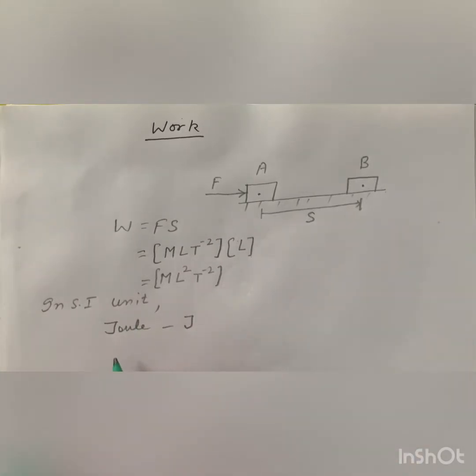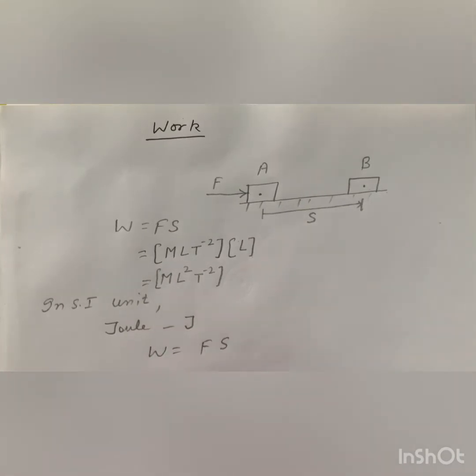Now, work is said to be 1 joule if 1 Newton force displaces a body through 1 meter in its own direction. Work done by a constant force.